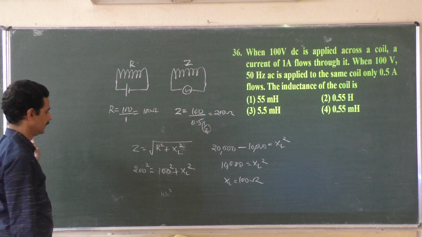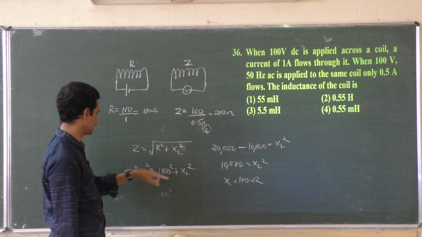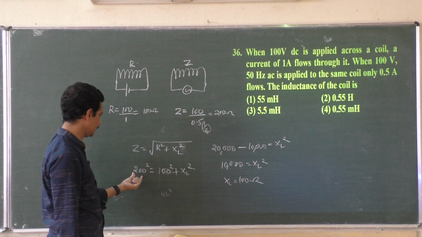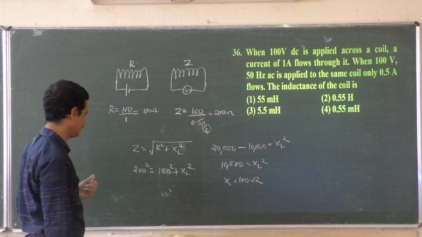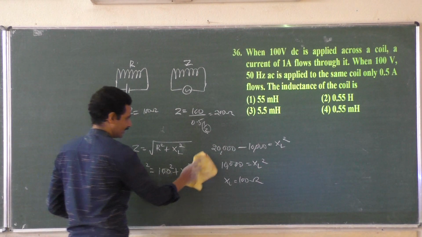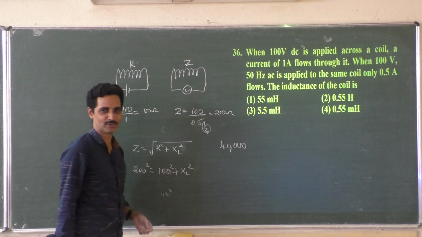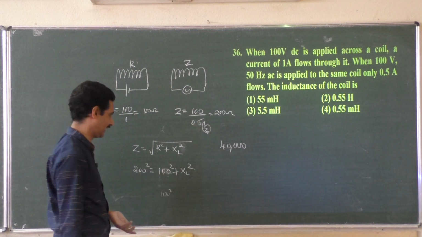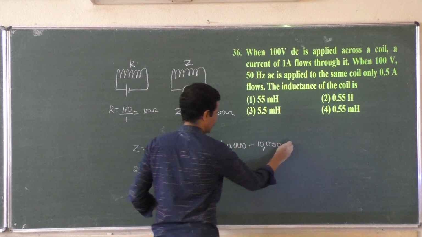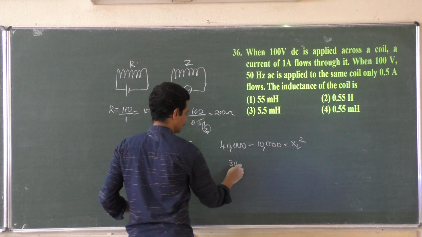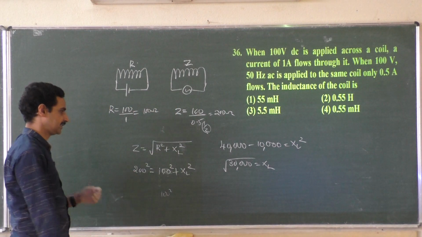Why did we go wrong? Z equal to root of R square plus XL minus XC whole square. That is right. 200 square is equal to 100 square plus XL square. Oh, got it. Because 200 square is 40,000. How come I wrote 200 square as 20,000? Very good calculation. Minus 10,000 is equal to XL square. 30,000 is equal to XL square. Root of 30,000 is XL.